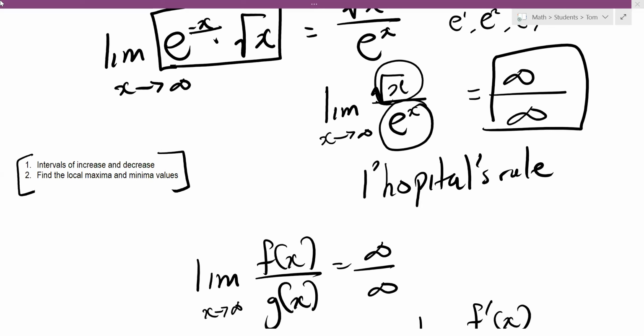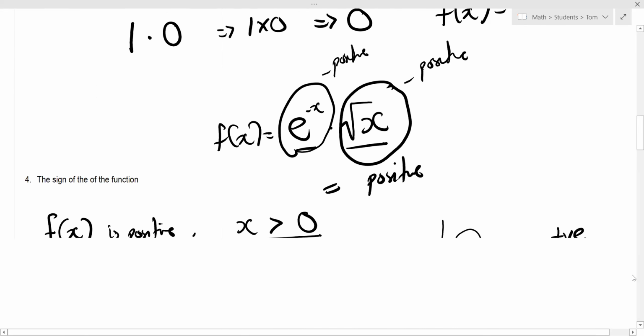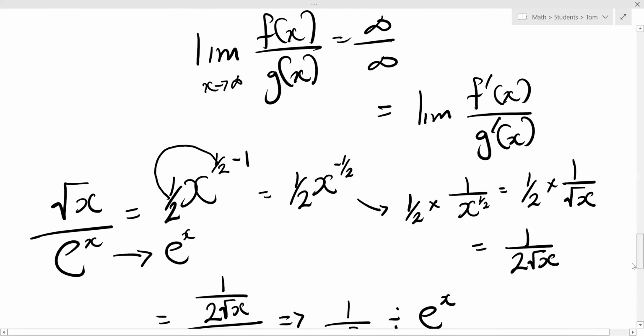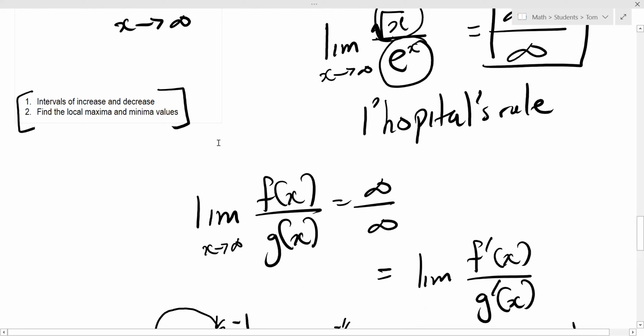All right, so again, we're still on the function f of x is equal to e to the power of negative x times square root of x. I just have to break it down into the different sections so as to easily answer the questions. So the next one we're doing is intervals of increase and decrease.